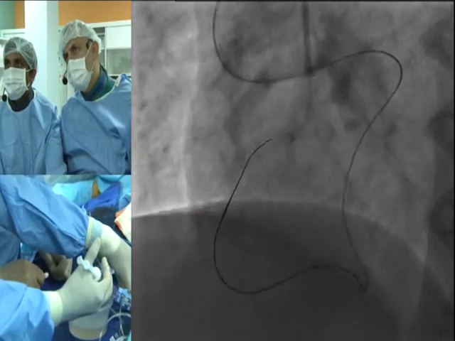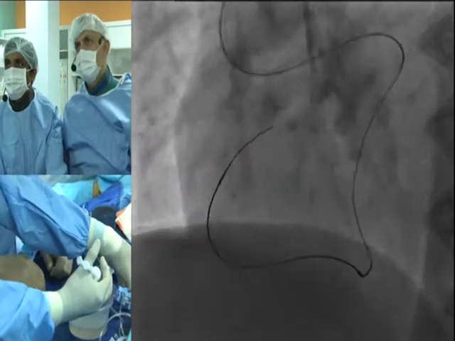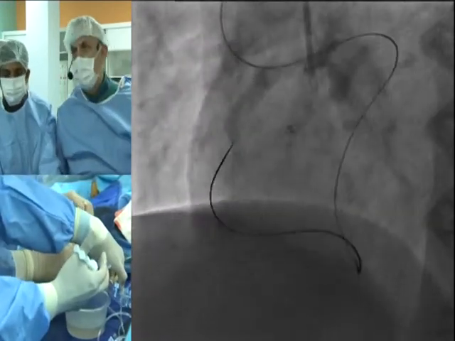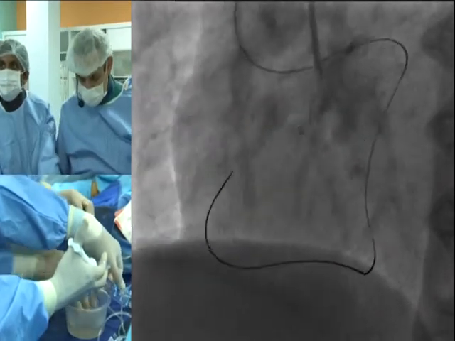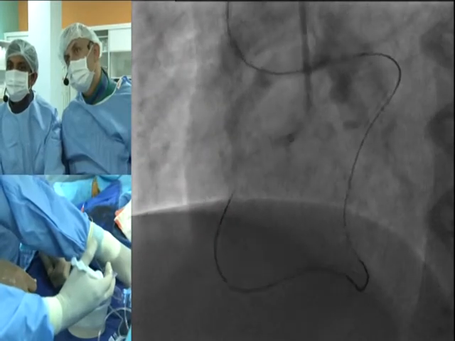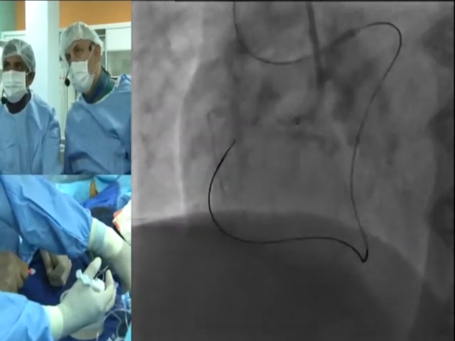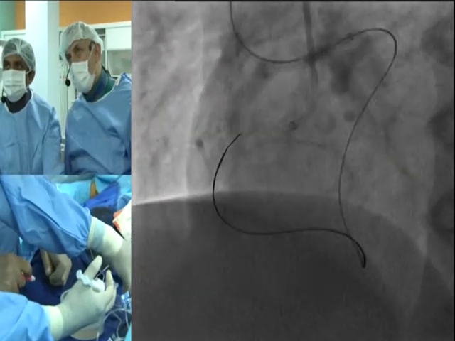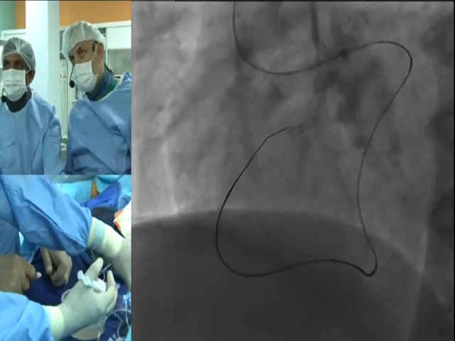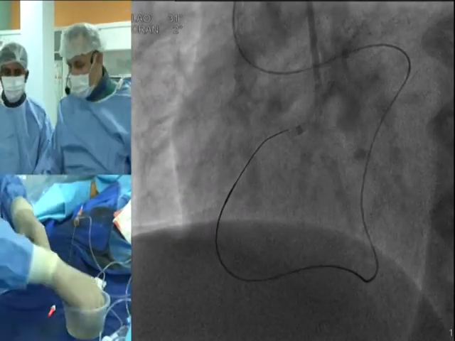This wire also tried to go to the same channel actually. So I have to have another path from the distal. Now we have ACT 278. We will give 3,000 more heparin here.